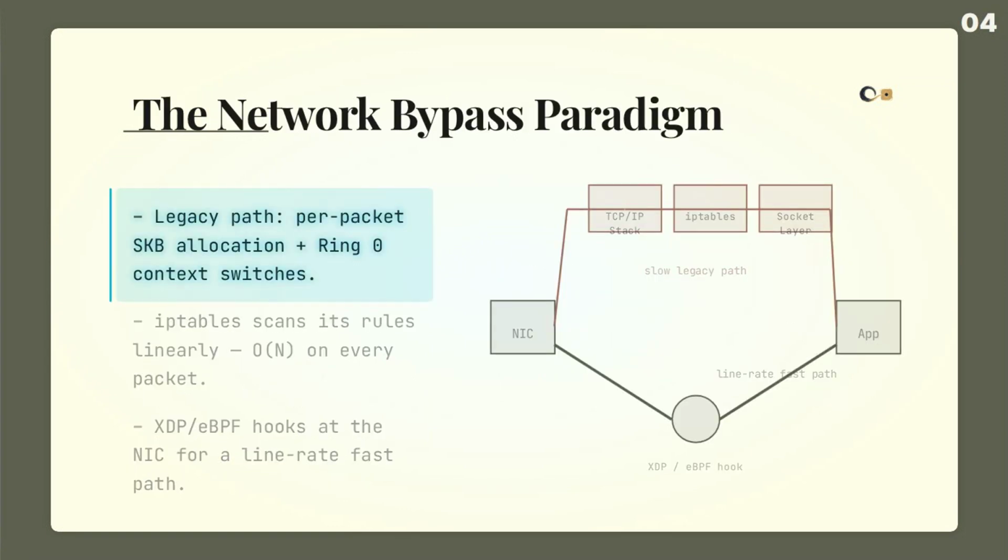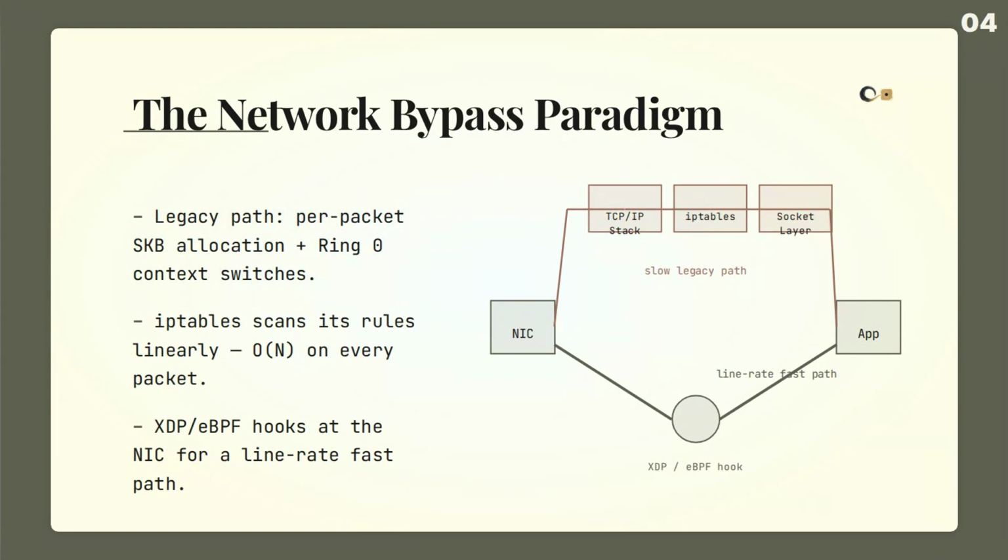Let's turn our attention to one of the most significant shifts in high-performance networking, the network bypass paradigm. Historically, the operating system kernel managed all network traffic. However, as link speed scaled from 1 gigabit to 100 gigabits and beyond, the CPU became the primary bottleneck.